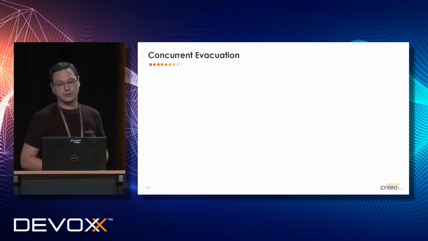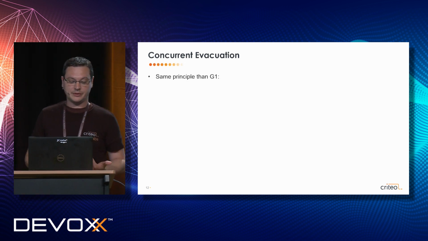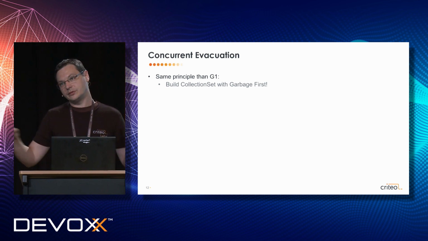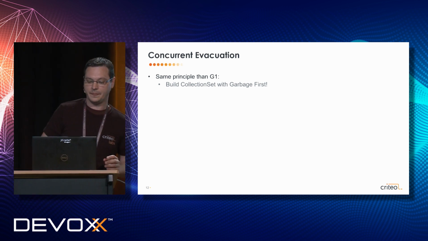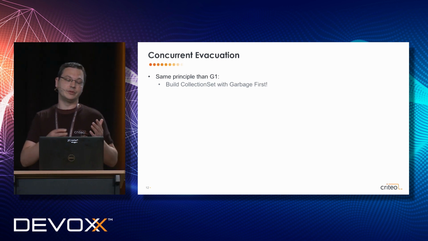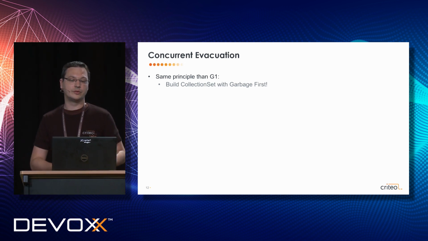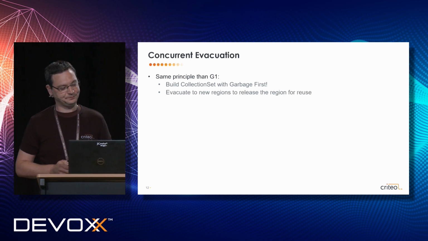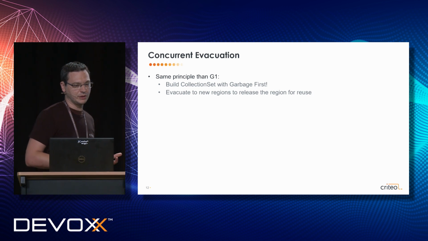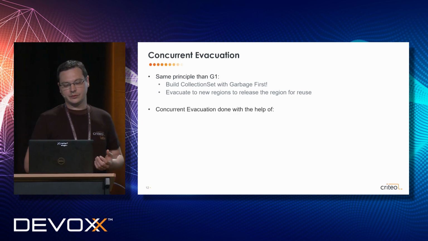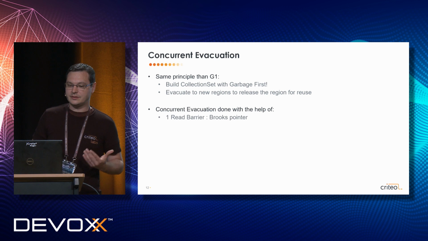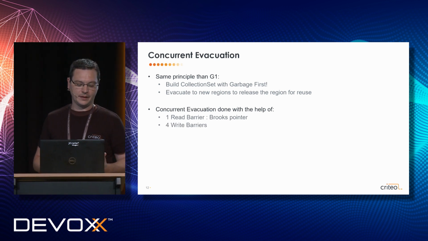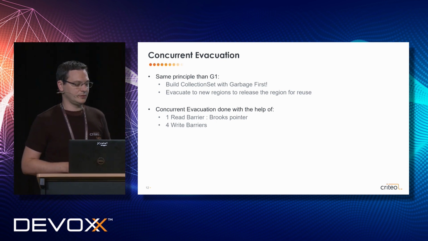So how does it work for concurrent evacuation? Simple principle, like G1, garbage first. We build a collection set and we sort by the garbage inside the region. We start with the region with the most garbage because there are fewer objects to move to another region. We evacuate those regions and release them for reuse for a new allocation. This concurrent evacuation is done with the help of one read barrier, the Brooks pointer, and 4 write barriers.